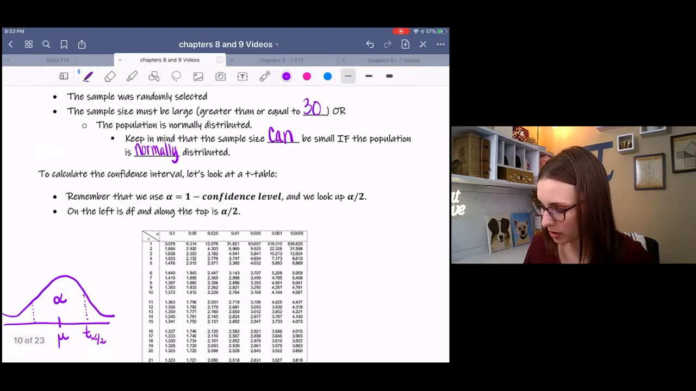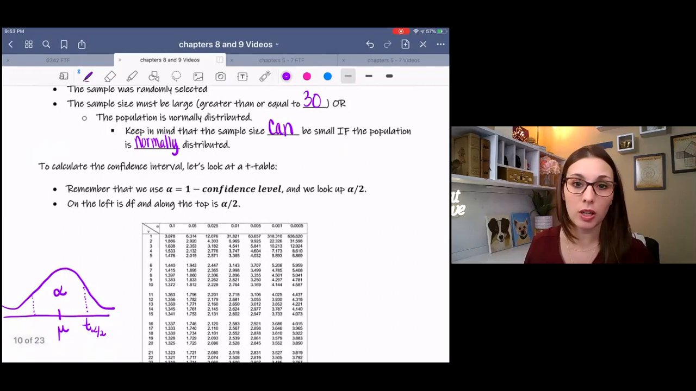To calculate the confidence interval, we have to look at a t-table. If you have a textbook, then this will be in your textbook. It is a t-table. And remember that we find alpha by doing 1 minus your confidence level. So we have to know the confidence level. And we also use alpha over 2.